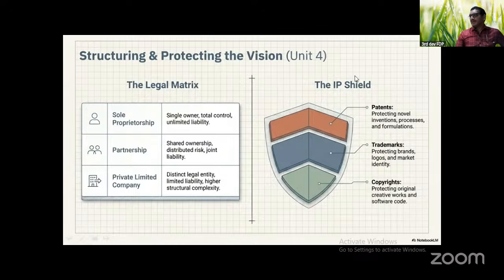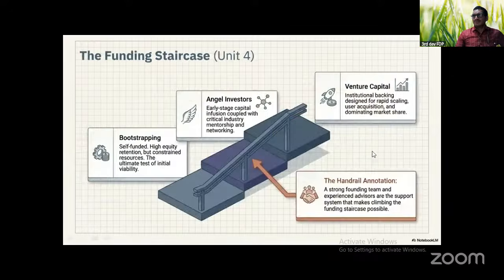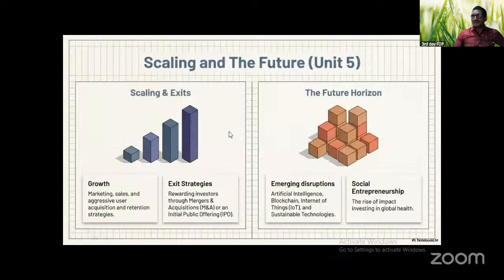IP, patents means he can get the intellectual property rights, trademarks, copyrights, etc. Next, funding. After all these things, you should be able to get the funds. One thing is bootstrapping, self-funding. Angel investors, you can approach other persons, venture capitals, institutional funding, and a strong foundational team and HR. These are supported. So all these things are needed for an entrepreneur.